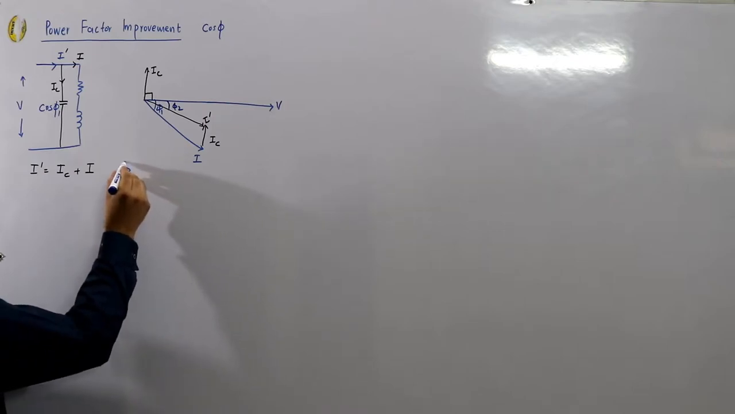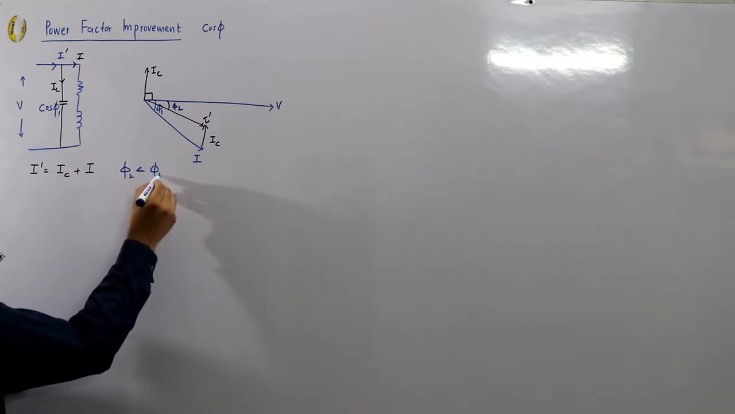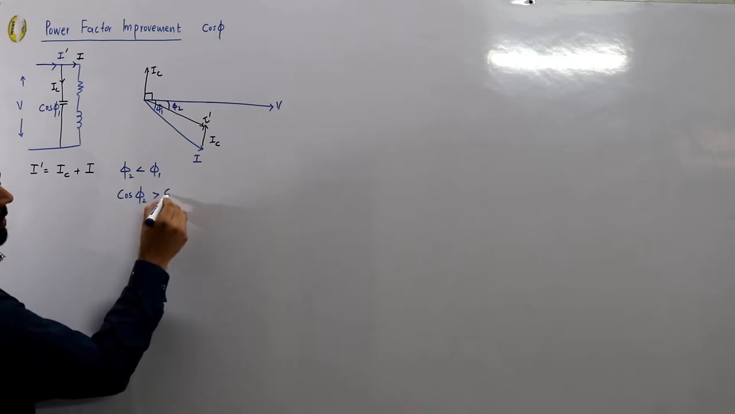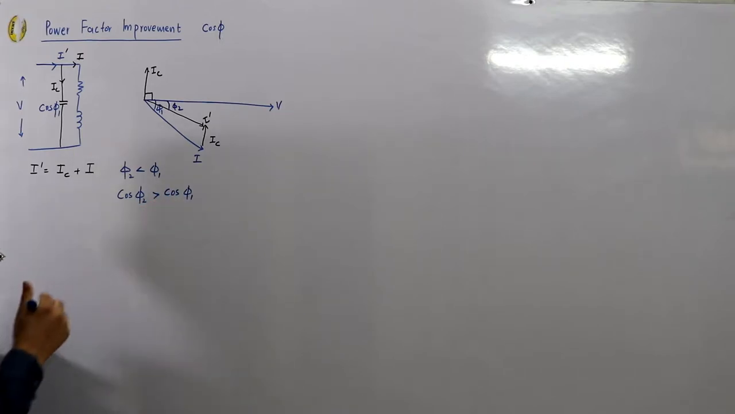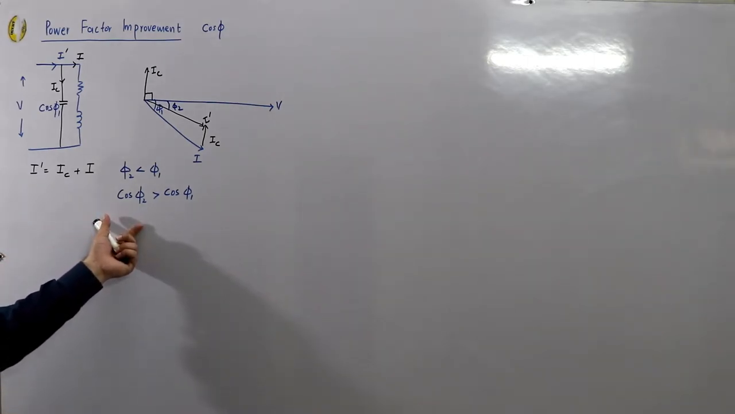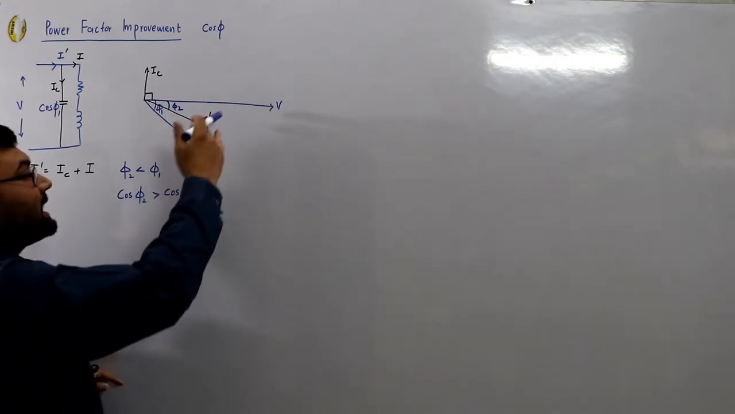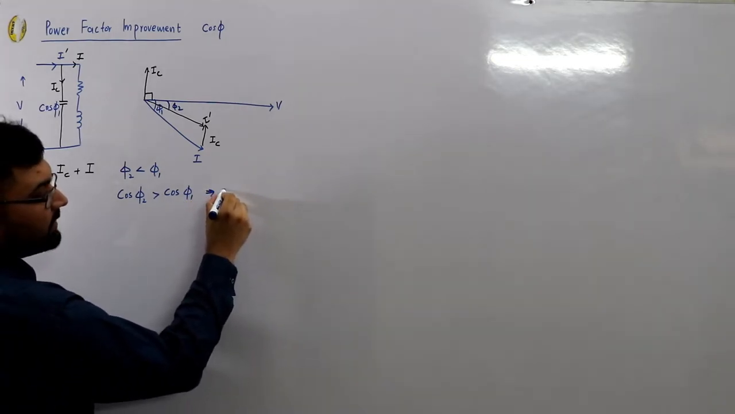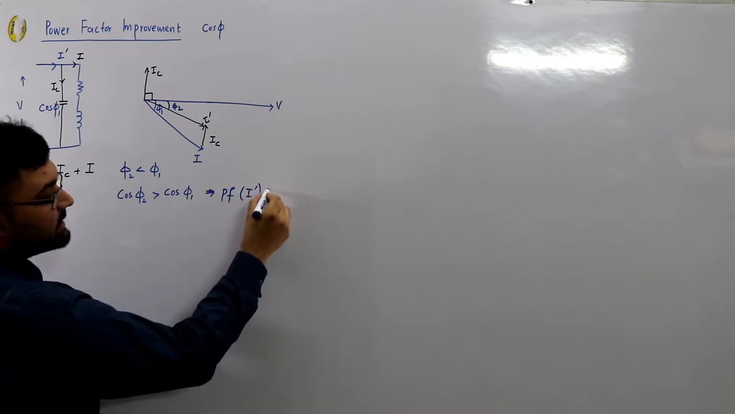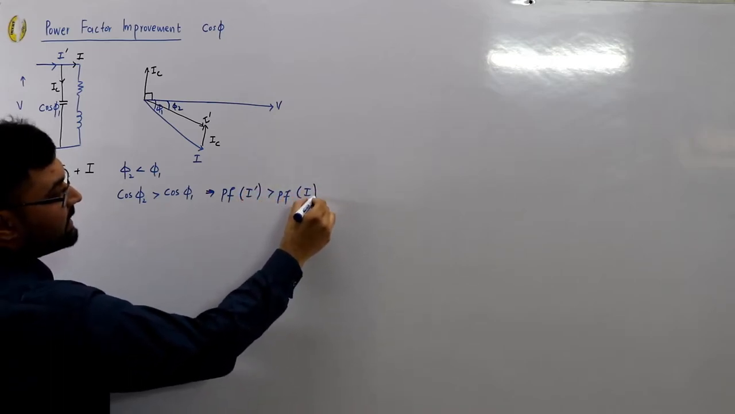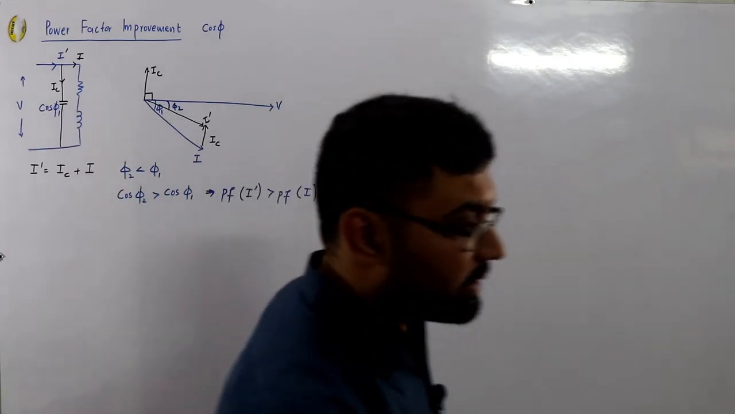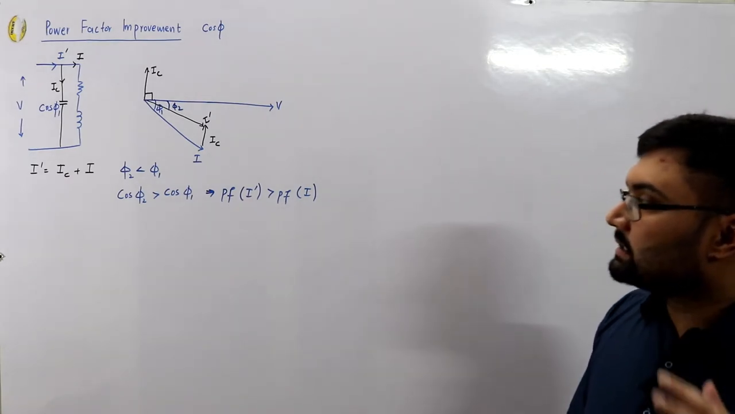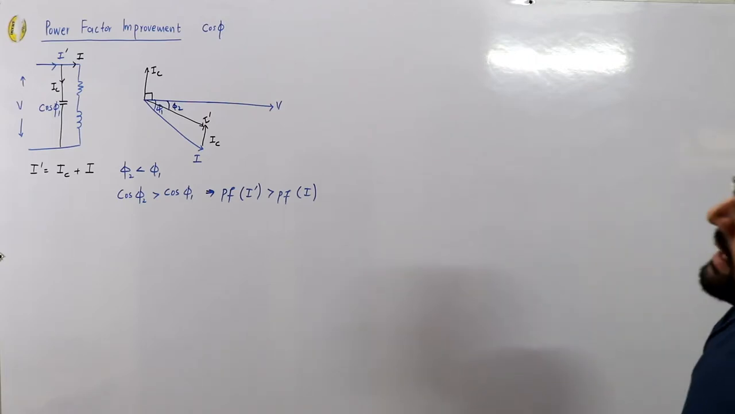So phi 2 is less than phi 1. If phi 2 is less than phi 1, then from your mathematics, the cos of phi 2 would be greater than the cos of phi 1, which means the power factor at the current I dash is greater than the power factor at the current I. That means we have improved the power factor by the installation of a capacitor, or any other leading current taking device.